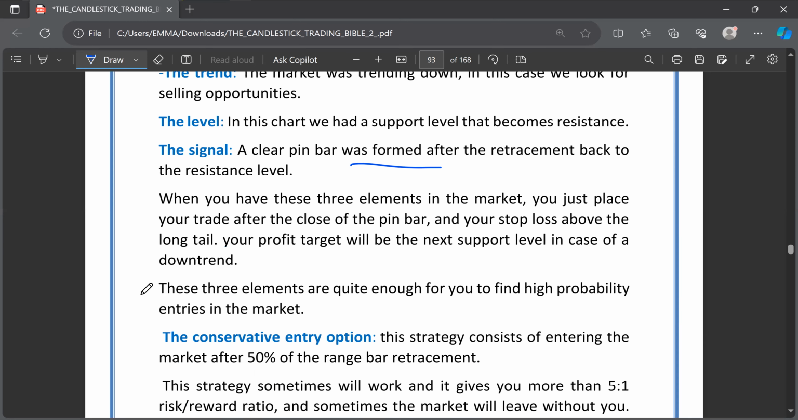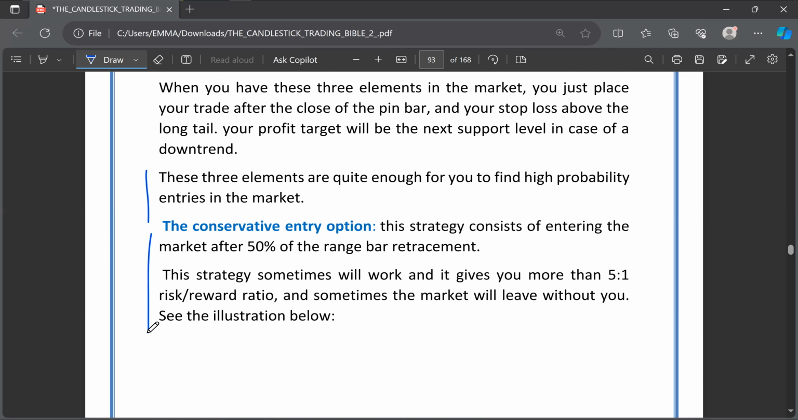Now, these three elements are quite enough for you to find high probability entries in the market. Let's move to the conservative. In fact, I've talked a lot about this. I'm not going to explain again.